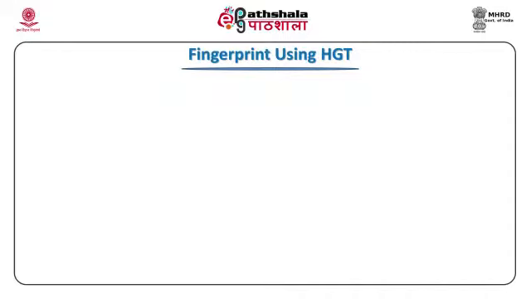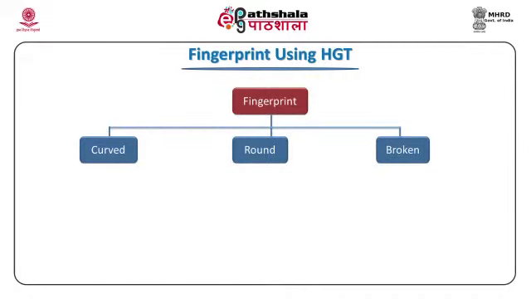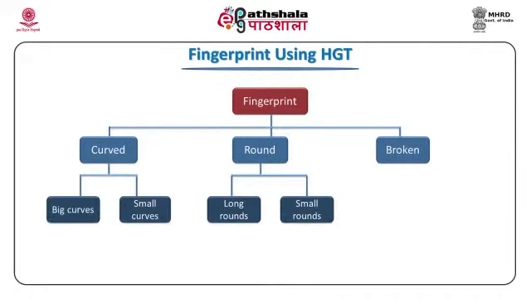This slide talks about one example. Fingerprints can be divided into curved, round, broken and all that. Then curved can have big curves and small curves, and round can have long rounds and small rounds, and so on and so forth.